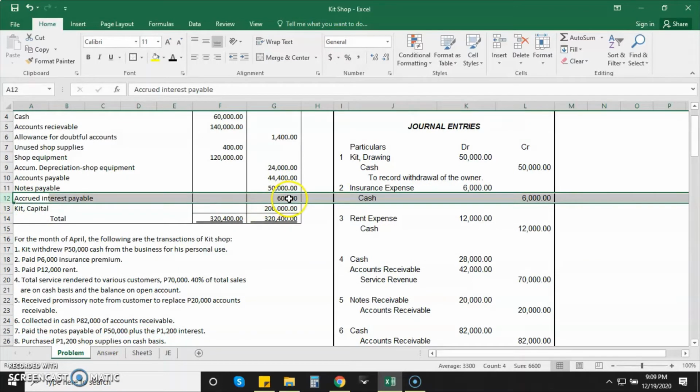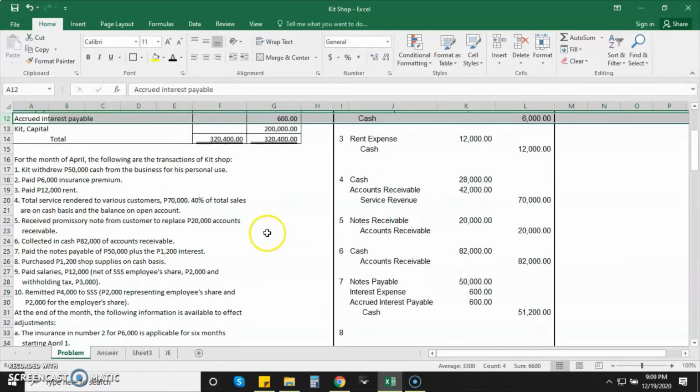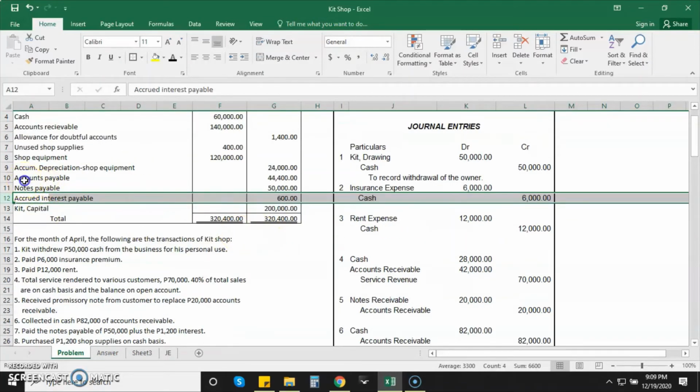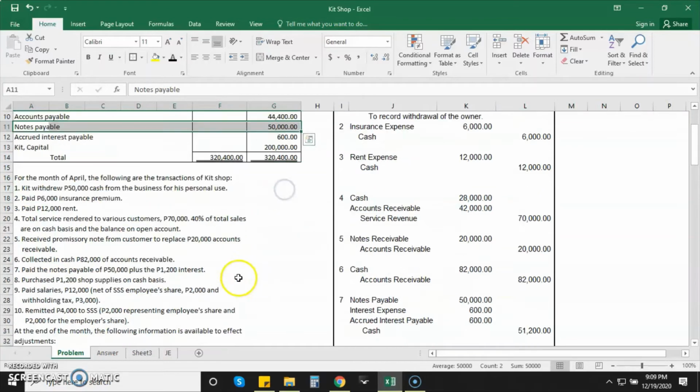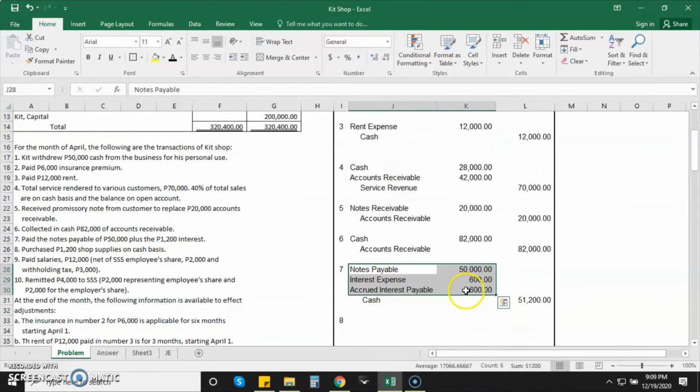Meron kasi tayong 600 na accrued interest payable last month, and a notes payable of 50,000. So in April, nabayaran na natin siya. So here ang entry niya. Notes payable, the normal balance is credit. Since nagbayad na, mababawasan na tayo ng payable, kaya natin siya i-debit.